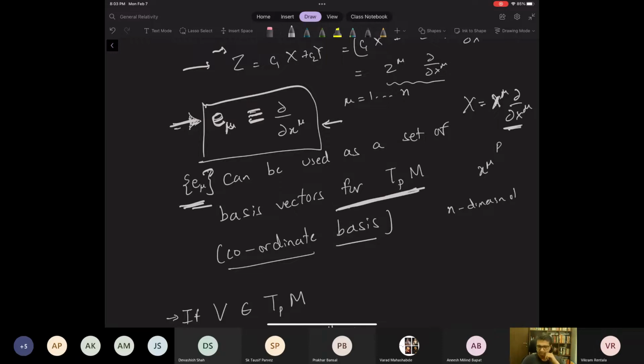Okay, now there's something very important here. TpM is a tangent space. The tangent space exists independently of any coordinates that you choose to assign to it, because these vectors x exist independently of any coordinates that you choose to assign. But this basis that we're choosing is a special basis because it relies on a particular coordinate system. So the basis that you choose can be coordinate dependent, and so this is called a coordinate basis.